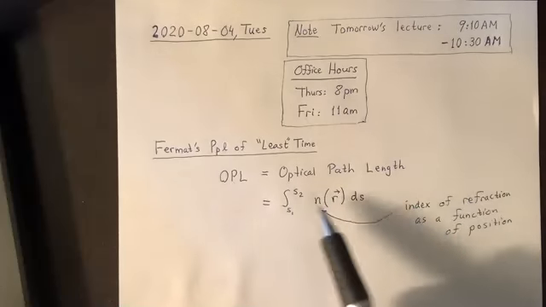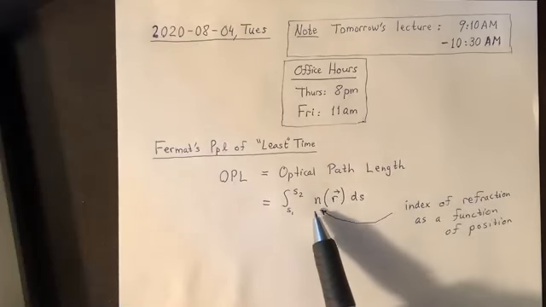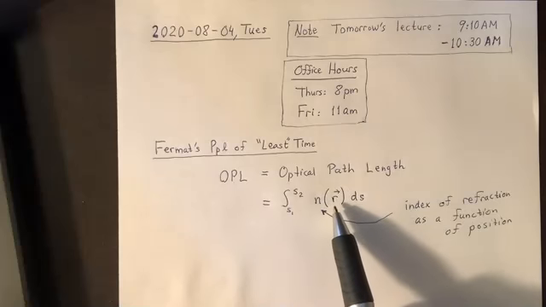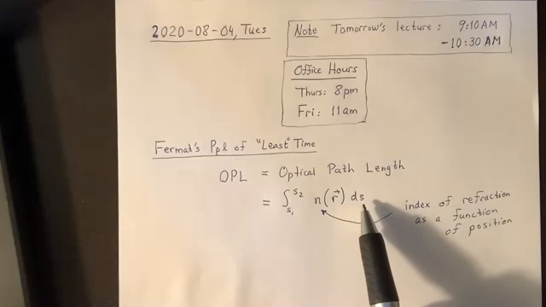The lowercase n is the index of refraction. Of course, we do not want to confuse this with the number of degrees of freedom, which is also lowercase n. We often use lowercase n, but it's clear from the context. This is the index of refraction. This notation indicates the functional dependence on the position. So we have the r vector as the position, and we're using lowercase s for arc length. So ds is a differential increment of arc length.